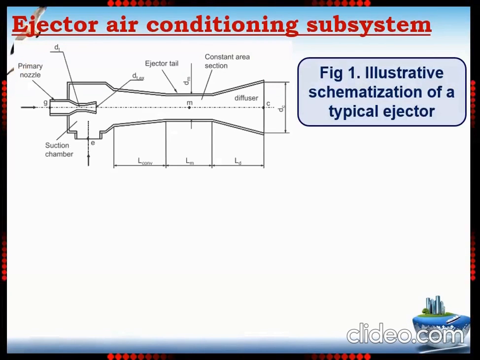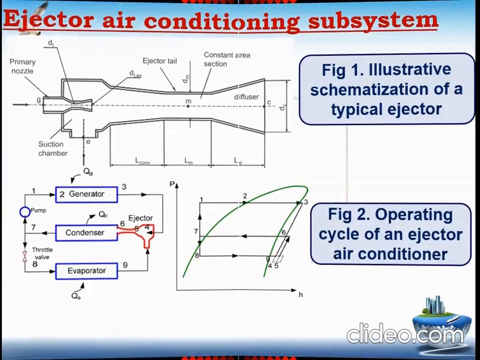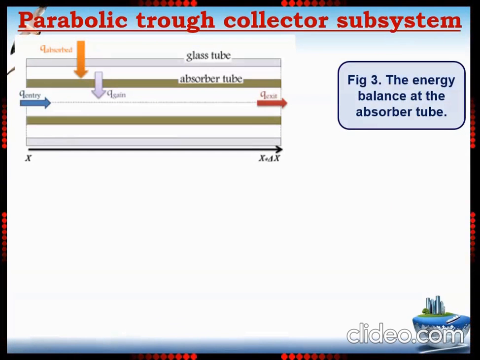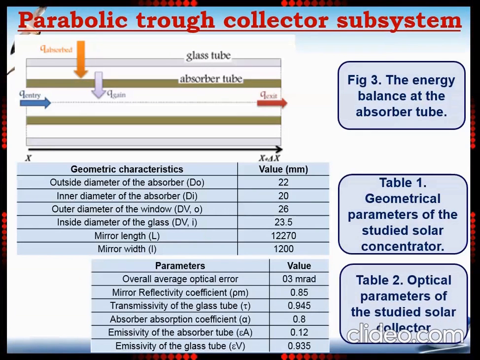Ejector air conditioning subsystem. Figure 1. Illustrative schematization of a typical ejector. Figure 2. Operating cycle of an ejector air conditioner. Parabolic trough collector subsystem. Figure 3. The energy balance at the receiver tube. Table 1. Geometrical parameters of the studied solar collector. Table 2. Optical parameters of the studied collector.